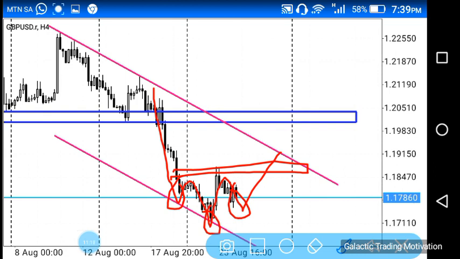However, the neckline is yet to be broken to the upside, and at this point in time I would not be looking for any buying or selling opportunities, because I believe that things are a bit risky at this point. And as much as we have this inverted head and shoulders pattern, what I would do is I would wait for price to close above the neckline, and I would start looking for potential buying opportunities once price closes above that neckline, right?